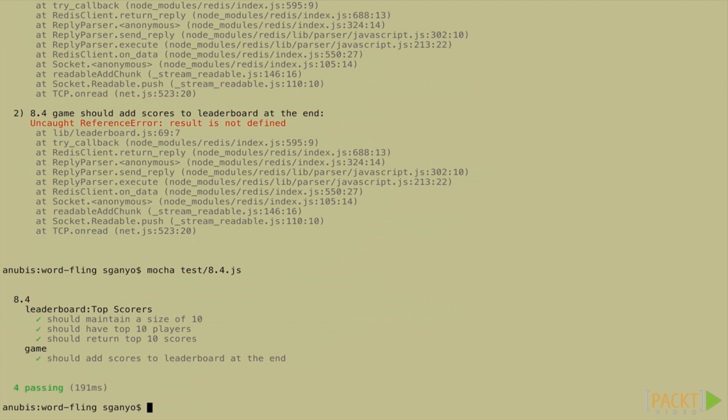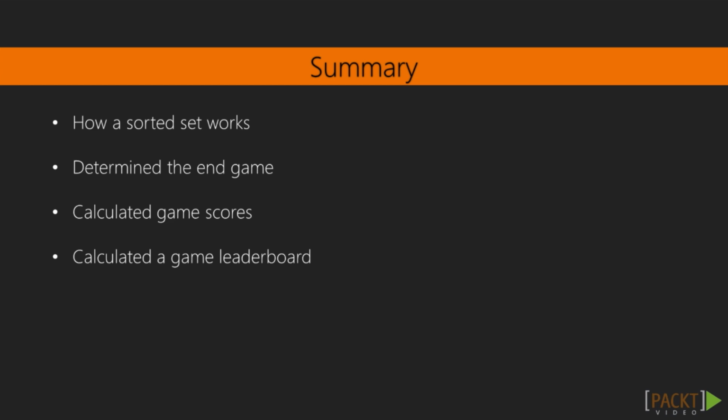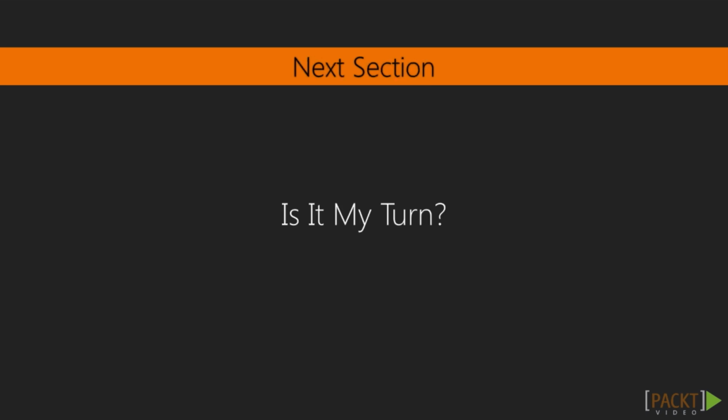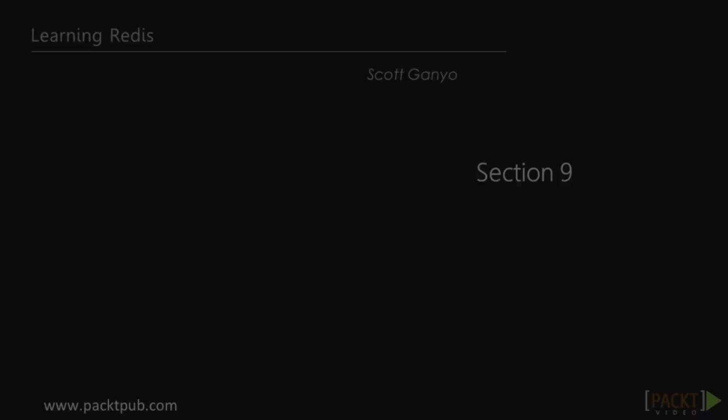Excellent. Now, that was a lot, but honestly, that wasn't too bad given the amount of functionality we just added. In this section, we've seen just how a sorted set works and used it for setting up a game leaderboard. In addition, we finalized the game mechanics so that we could determine the end of the game and calculate game scores. So next up, we'll find a way to ensure that we can notify our players that, hey, it's your turn, or perhaps that they've lost and won't be taking any more turns. Next up, is it my turn yet?